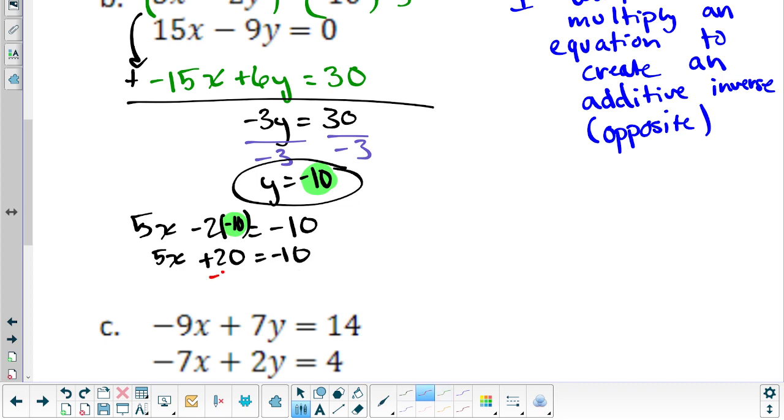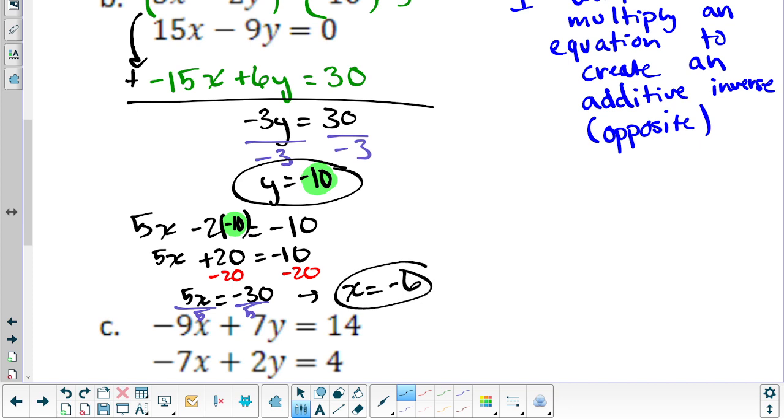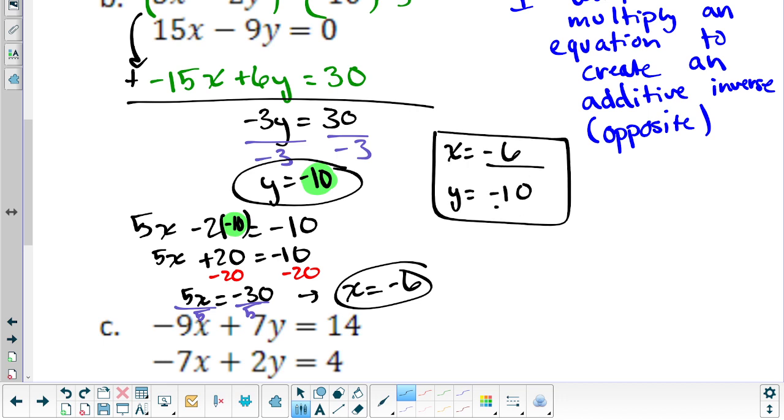I'm going to subtract 20 from both sides to get x by itself. So I get 5x equals negative 30. And now I need to divide both sides by 5. And I get that x equals negative 30 divided by 5, which is negative 6. And so my final answer is x equals negative 6 and y equals negative 10. Cool. Okay, that's the point where these two meet.